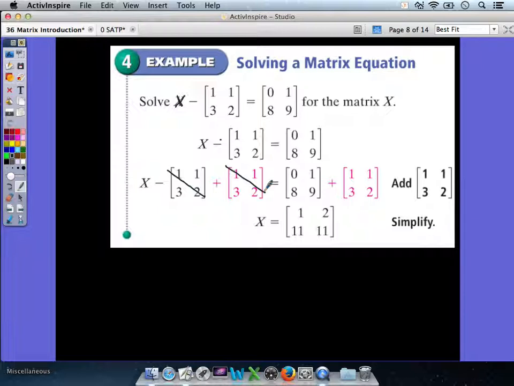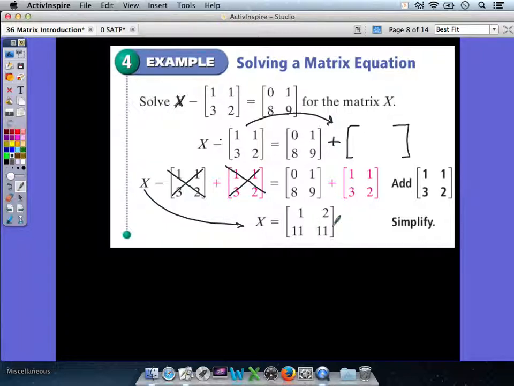And then what I do to one side, I must also do to the other. If you remember what we've said all along, if it's negative on the left, it's going to come over and become positive on the right. You can think of it in that same old school way. Once these simplify, that leaves you just matrix X. Then I add 0 plus 1 is 1, 1 plus 1 is 2, 8 plus 3 is 11, and 9 plus 2 is 11.